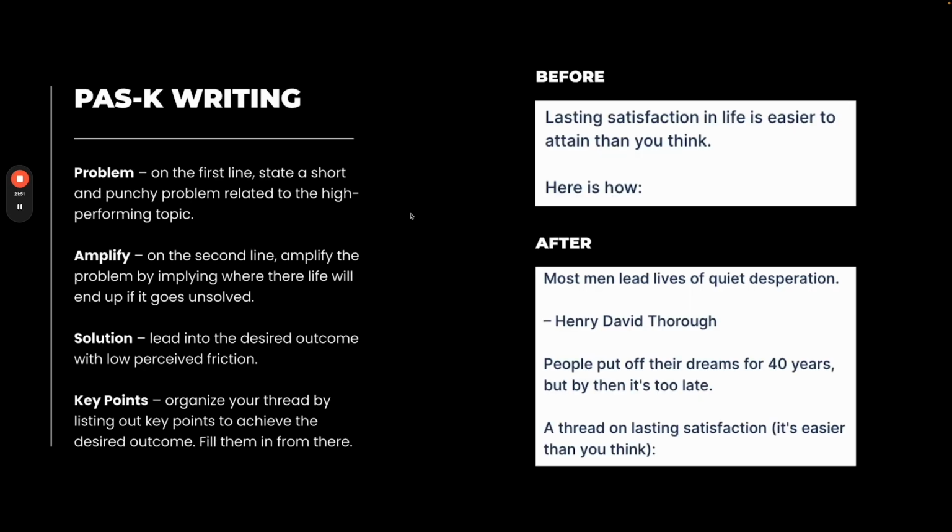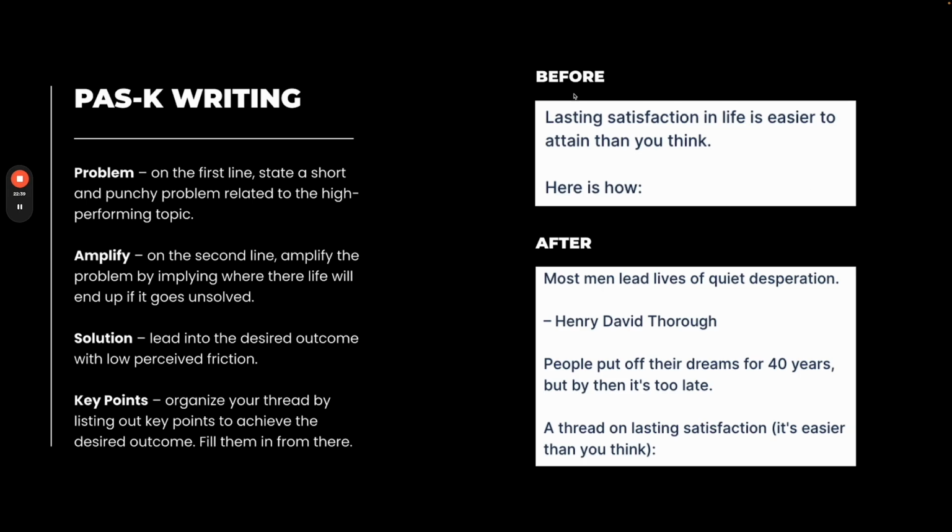Now, to just get started with writing threads, what I would recommend is the PASK framework. So many of you know PAS, Problem, Amplify, Solution. That's a great framework for writing literally anything, but I added on key points. So Problem, Amplify, Solution are going to be how you write the hook. So you pick a topic, you write the problem. On the first line, you state a short and punchy problem related to the high-performing topic. Then you amplify it. So on the second line, amplify the problem by implying where their life will end up if it goes unsolved. And then the solution, so you lead into the desired outcome with low perceived friction. Then you write out the key points and write them as body posts within the thread. Right? That's how you write it.